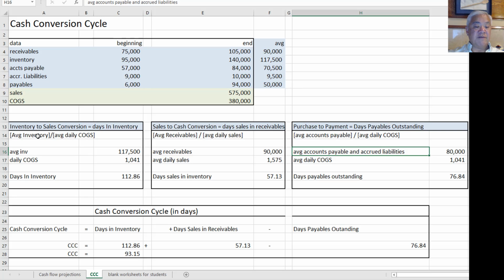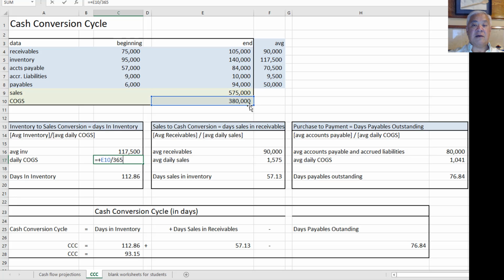The calculation for days in inventory is average inventory divided by average daily sales. So here, average inventory is computed here. Average is the halfway point between 95 and 140. The daily sales represents total sales divided by 365, and the days in inventory is simply dividing average inventory by the average cost of goods sold, and we get 112 days. Not particularly comforting. It takes over 3 months to sell our inventory. 30 days times 3 months is 90. So 112 is more than 3 months and bordering on 4 months.